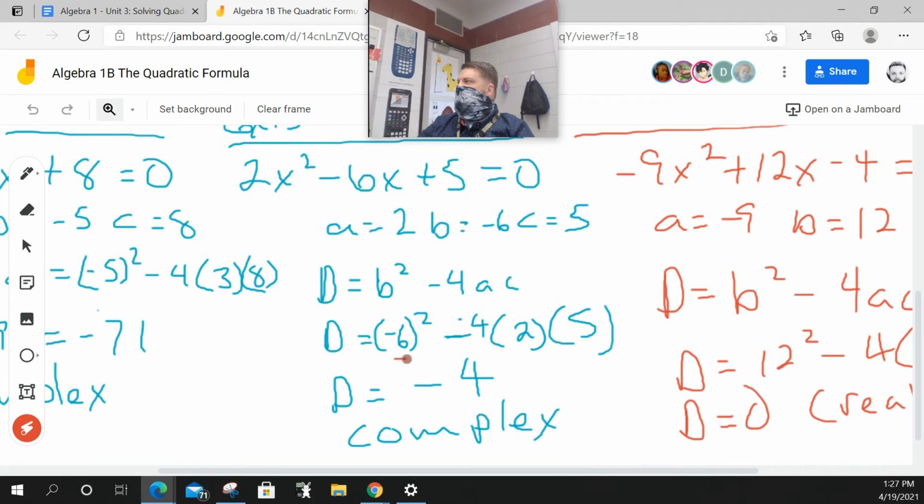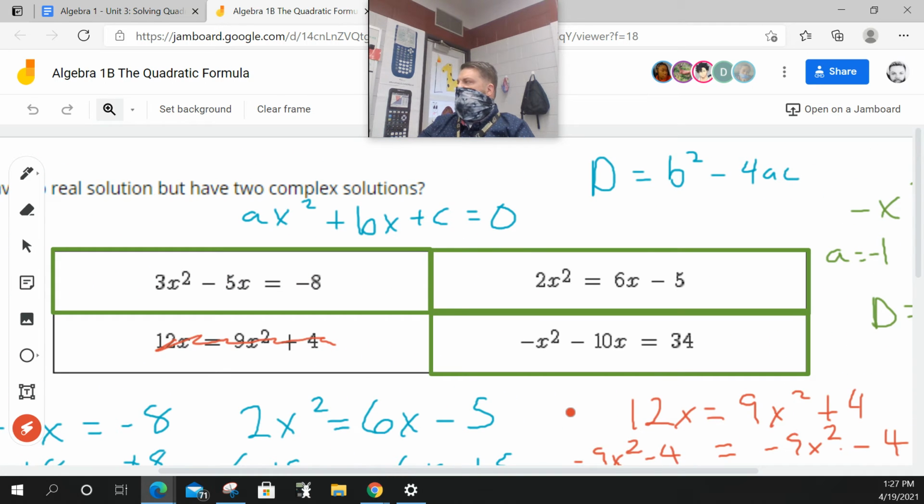You get negative 6 squared minus 4 times 2 times 5. Do that on the calculator. You get negative 4. Because the discriminant is equal to a negative value, that is a complex solution.